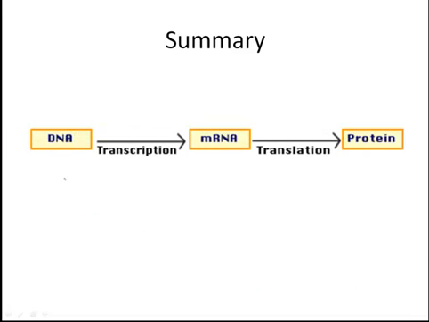Okay, so DNA gets transcribed into mRNA, mRNA gets translated into a protein. The transcription piece happens in the nucleus of the cell because remember DNA is stuck there, it's too big to get out. And the translation piece happens at the ribosomes because ribosomes are where proteins are made.